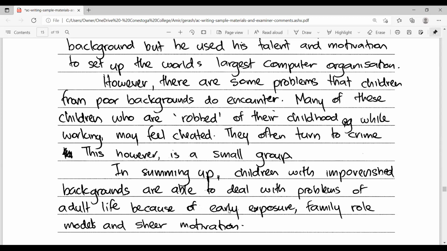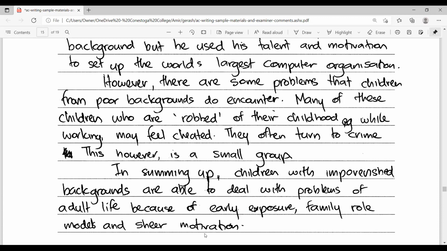It was mentioned in the first paragraph. That is a kind of heading for the first paragraph. I mean, not for the introduction, I mean the paragraph that's showing agreement. Early exposure to problems. Family role models: in that paragraph it just said the family serves as an example for them. And sheer motivation, that was the last reason, in the third paragraph.